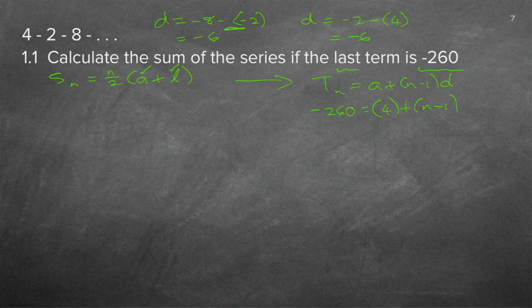So let's fill in what I have. I've got my D there, which is minus 6. Now remember what your aim is here. Your aim here is to find the little n there all on its own, because you need to know how many terms are adding up to minus 260. So I'm just going to revise it again.